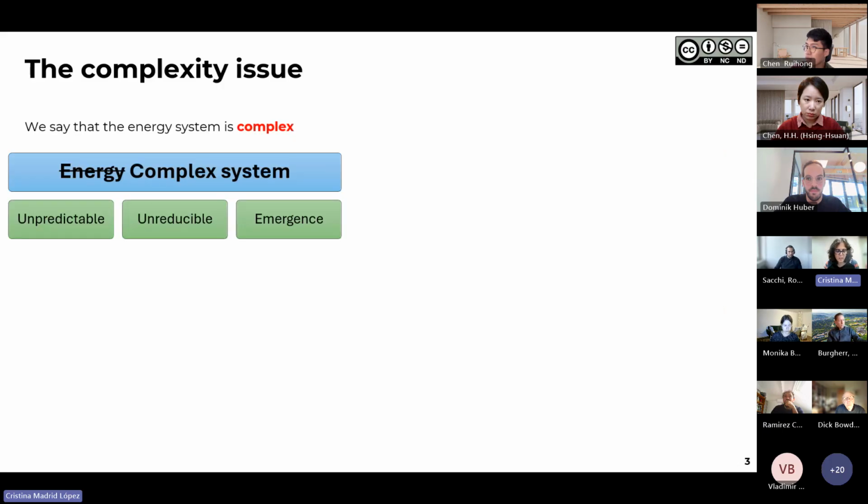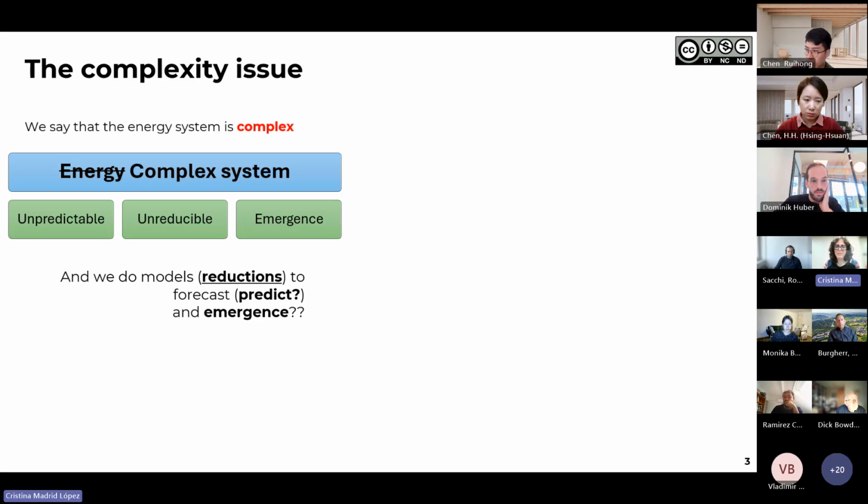So basically, we based all our research in the idea that the energy system is complex and as such is unpredictable. You cannot reduce it, and it shows emergent behavior. However, we as modelers like to reduce it. We like to make models which are reductions of that system. We like to do forecasts, which are a way of predictions, and we very hardly treat emergence.